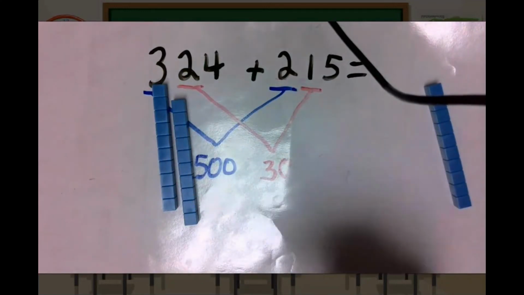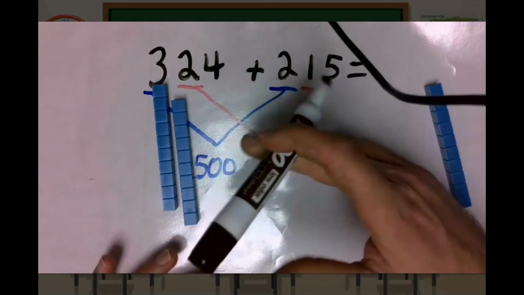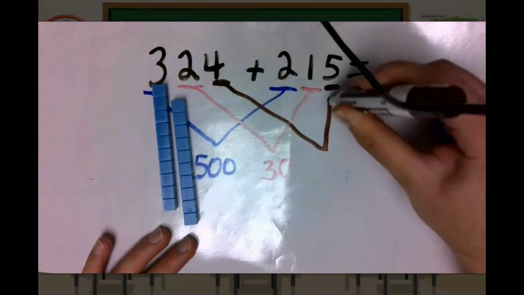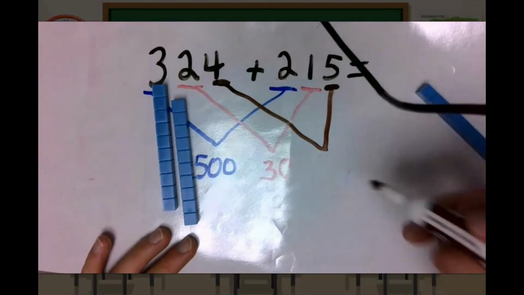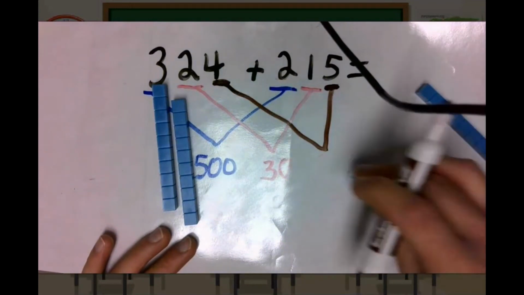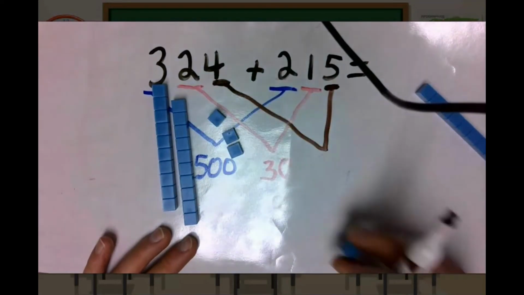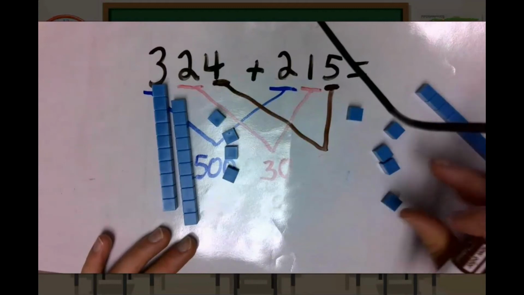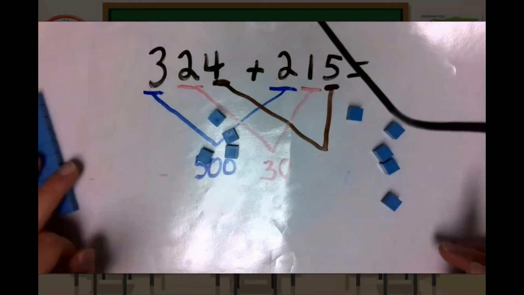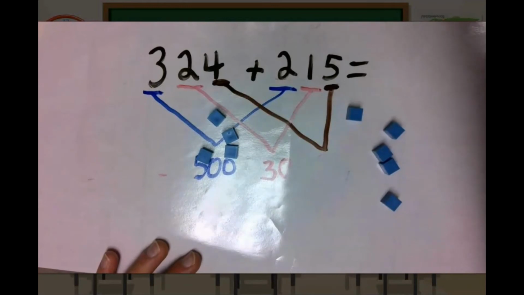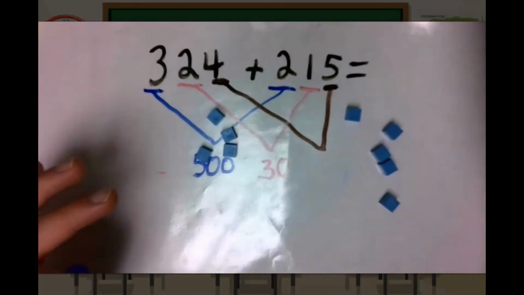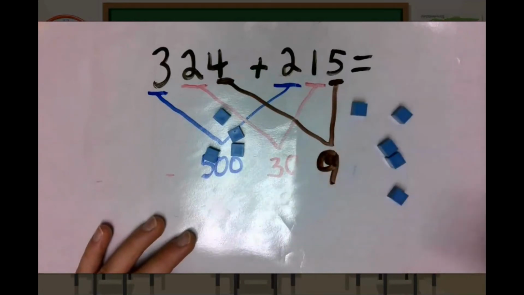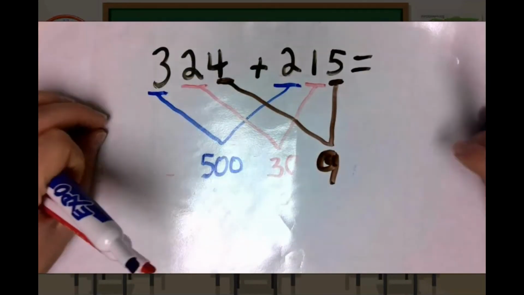Next, we have 4. Let's go to our ones. 4 ones plus 5 ones. 4 ones plus 5 ones is how many ones? We got 4 ones. 1, 2, 3, 4 plus 5 ones. 1, 2, 3, 4, 5. How many ones do you see all together? Yeah, 9 ones. So now we're ready to add it all up.